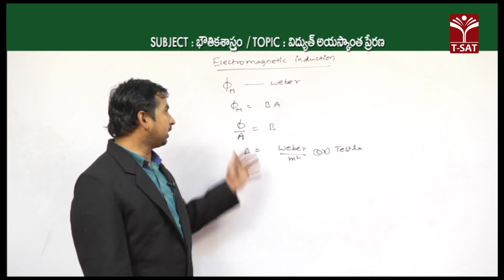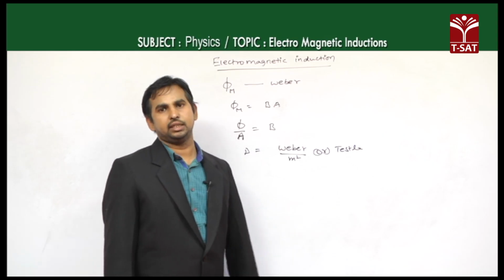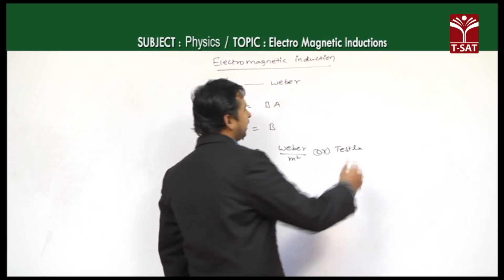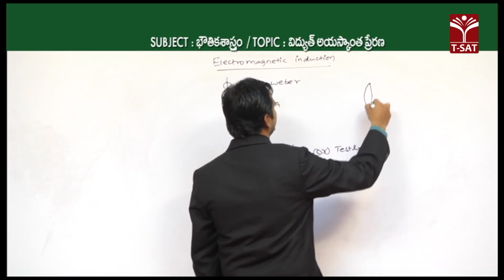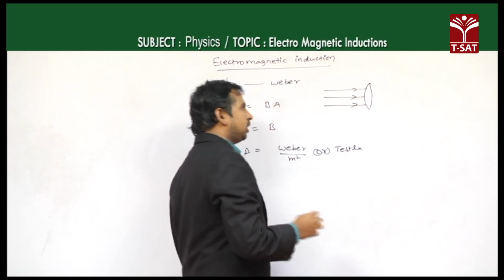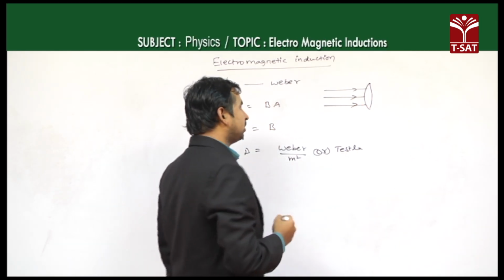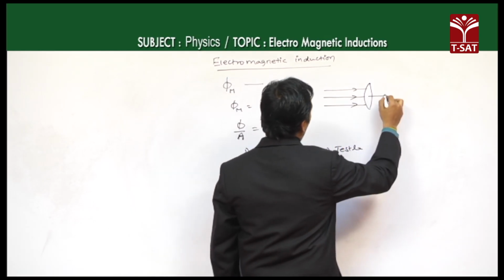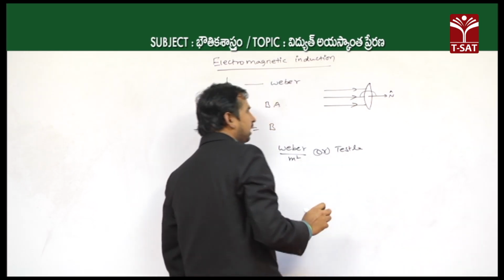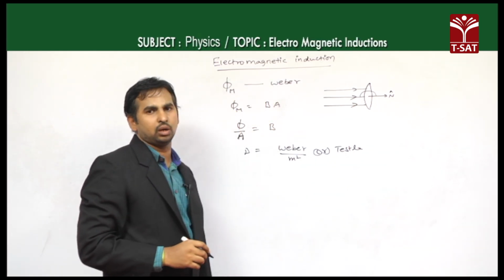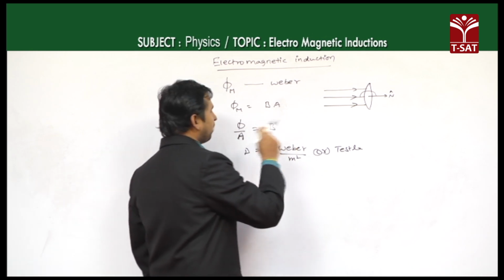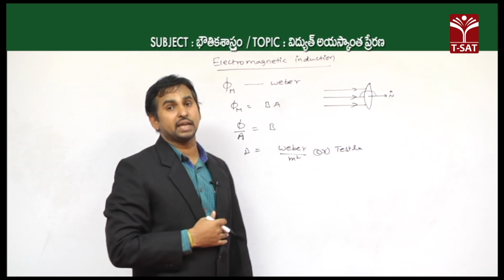The magnetic flux formula is B dot A, or simply BA. But remember, if the magnetic lines of force are crossing the area perpendicular to it, the area has a normal direction, and the angle between the magnetic lines and that normal is 0 degrees, as both are parallel to each other. Then the magnetic flux becomes maximum.